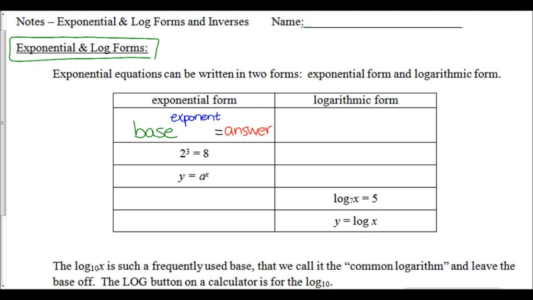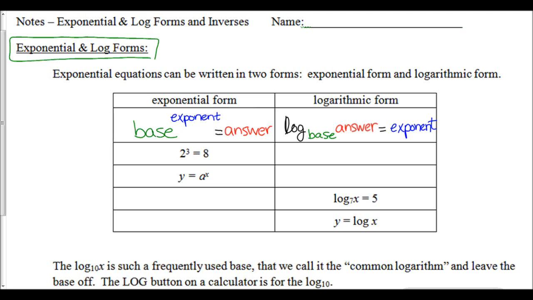If I wanted to switch this over into logarithmic form, I would now have a log expression. The base of my logarithm is the same base as the base of my exponential was. What's inside the logarithm is the answer, which is what used to be by itself. And what used to be in the exponent is now by itself on the other side from the logarithm. So this is how we'll switch between exponential form and logarithmic form.